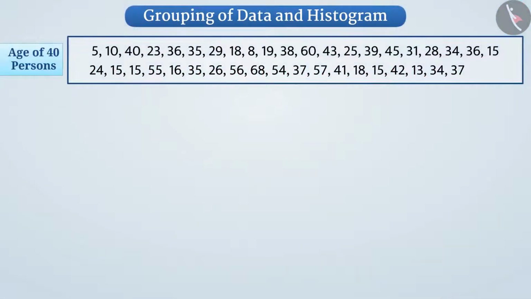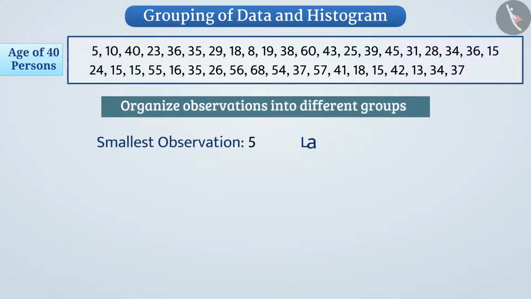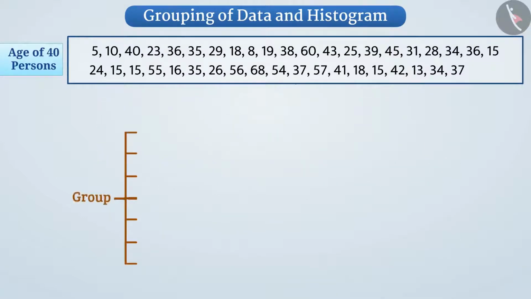In such a situation, we organize observations into different groups. Here, the smallest observation is 5 and the largest observation is 68. Therefore, the range of the data is from 5 to 68. So here, we will create groups of observations like 0 to 10, 10 to 20, 20 to 30, and so on.